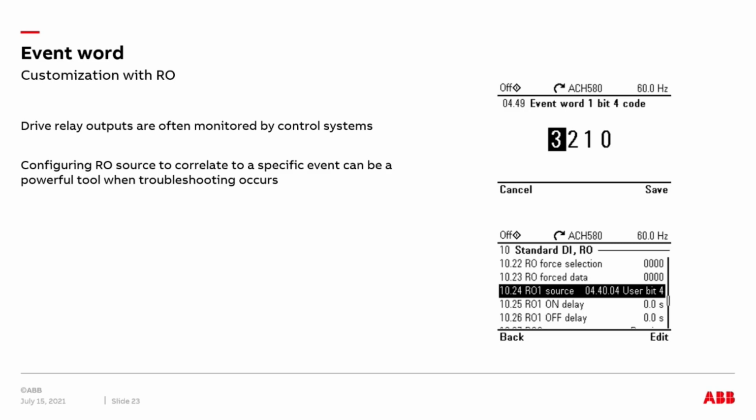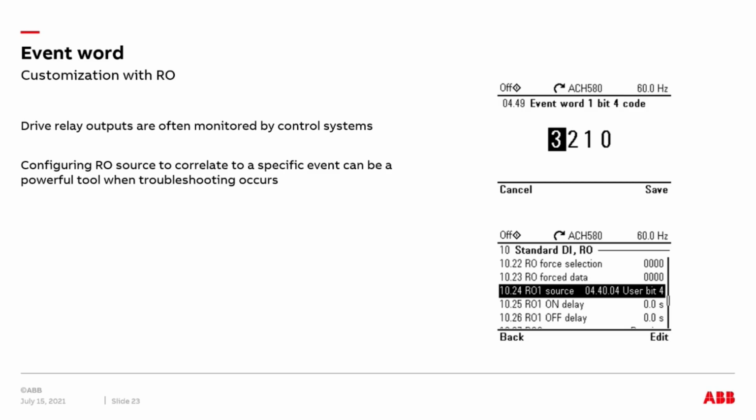Configuring an RO source to correlate to a specific event can be a really powerful tool when troubleshooting needs to occur. So I just want to give a possible application where this could work. Let's say, for example, a facility may be experiencing power quality issues, such as high voltage transients that sometimes cause various equipment to fault or stop operating.